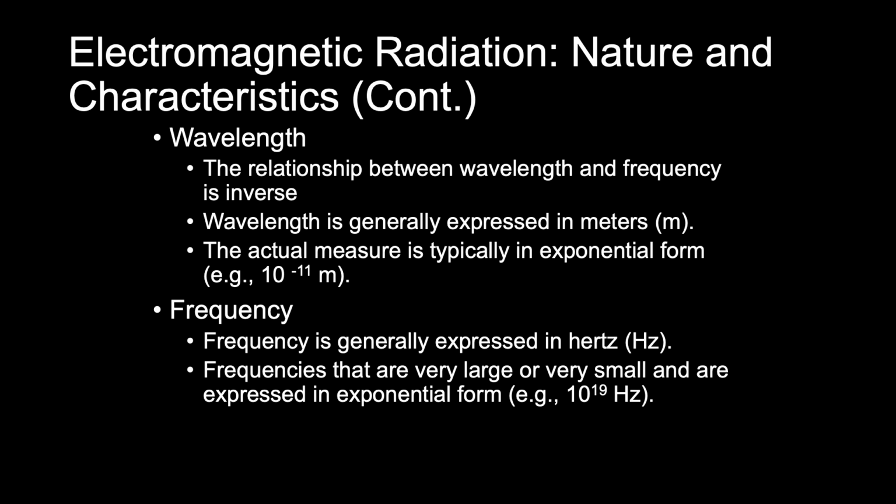Shorter FM radio waves have frequencies in the hundreds of megahertz. As with electromagnetic radiation wavelengths, frequencies are also very large or very small and are expressed in exponential form as well. Electromagnetic radiation with very short wavelengths, such as X-rays, have frequencies measured in million trillions of hertz. For example, 10 to the 19th hertz.